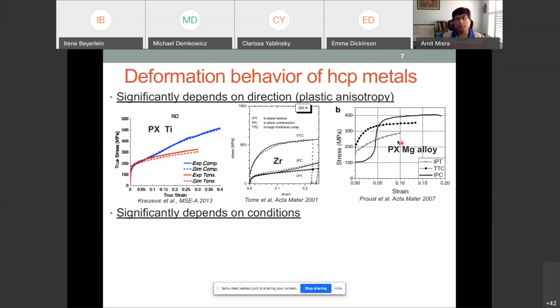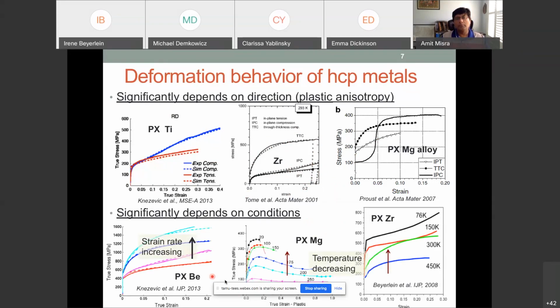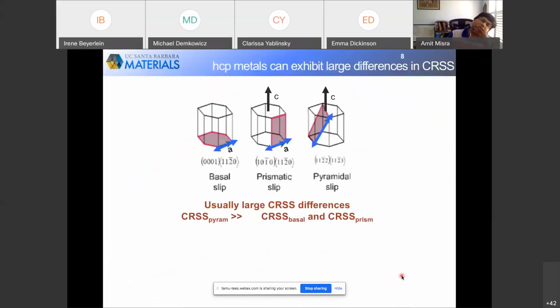This anisotropy makes it very difficult to form and shape, and also to predict the behavior of these materials. They are also very sensitive to conditions like strain rate and temperature, where you can see vast differences in their flow stress and yield stress, and also in hardening behavior. The reason I bring this up is that twinning is partly responsible for a lot of these sensitivities. Now, why is it that these materials have a large plastic anisotropy?